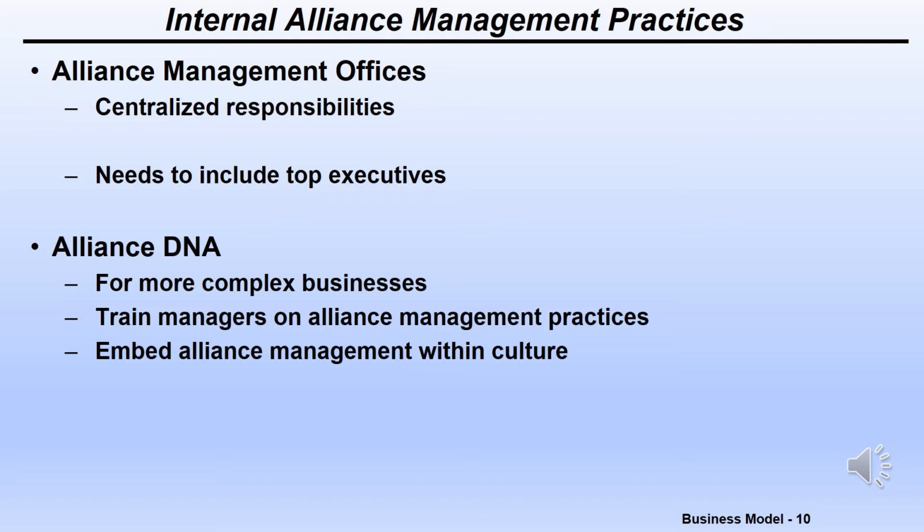An alternative method is Alliance DNA, in which the firm embeds alliance management within its culture. A firm may choose this method because it believes its alliance network is too complex for a single team to be held responsible, and so it trains its managers on alliance management and creates an expectation that these managers actively communicate across business units to stay up to date on all alliance activity.